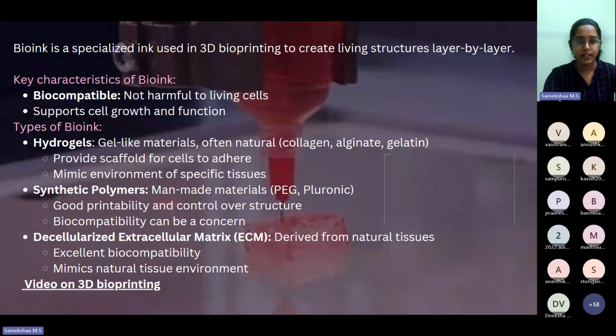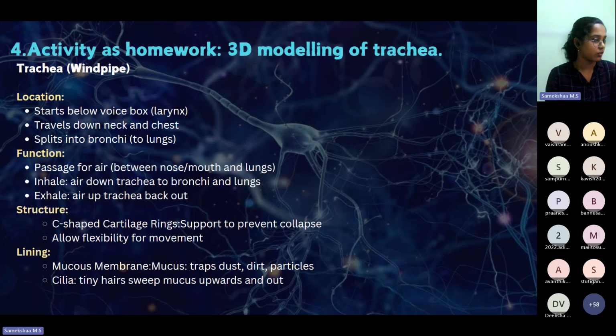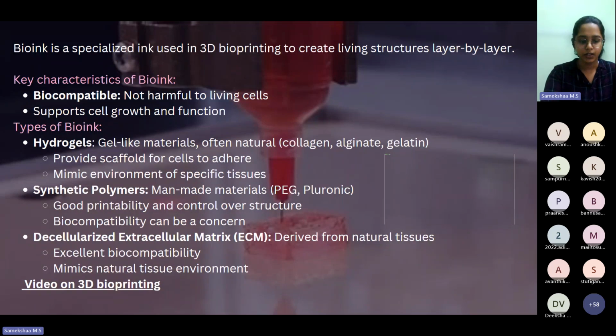The third one is decellularized extracellular matrix. Here, the bioink is derived from natural tissues by removing the cells, leaving behind the complex molecules that provide the structure and functional support. So, it offers advantages in terms of biocompatibility, and it also mimics the natural tissue environment. So I'll show you the extracellular matrix of a heart by the end of the session.